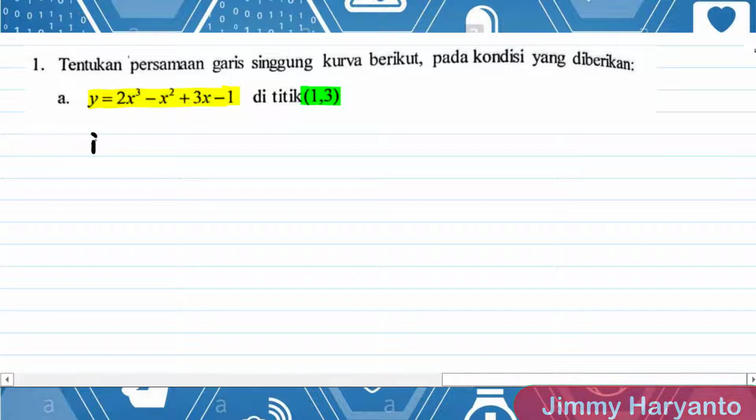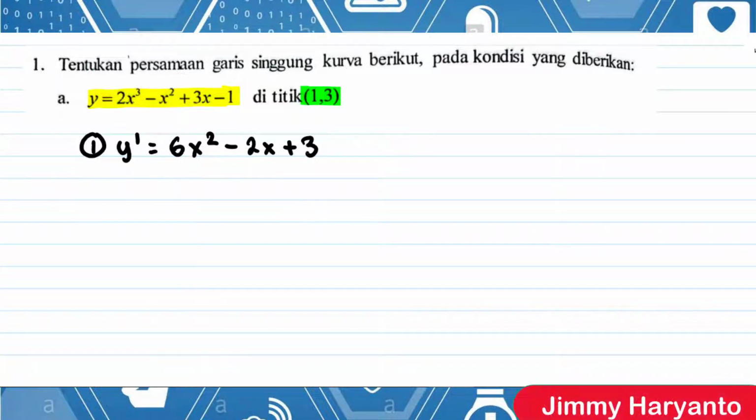So step one for number one is y' (the derivative). y' equals 2 times 3 becomes 6x², minus x² will become 2x, and then plus 3x will become 3 ya. So 6x² - 2x + 3 is the first differentiation of the curve, and then the second step will be the gradient. To find the gradient, you only have to substitute the value of x ya.